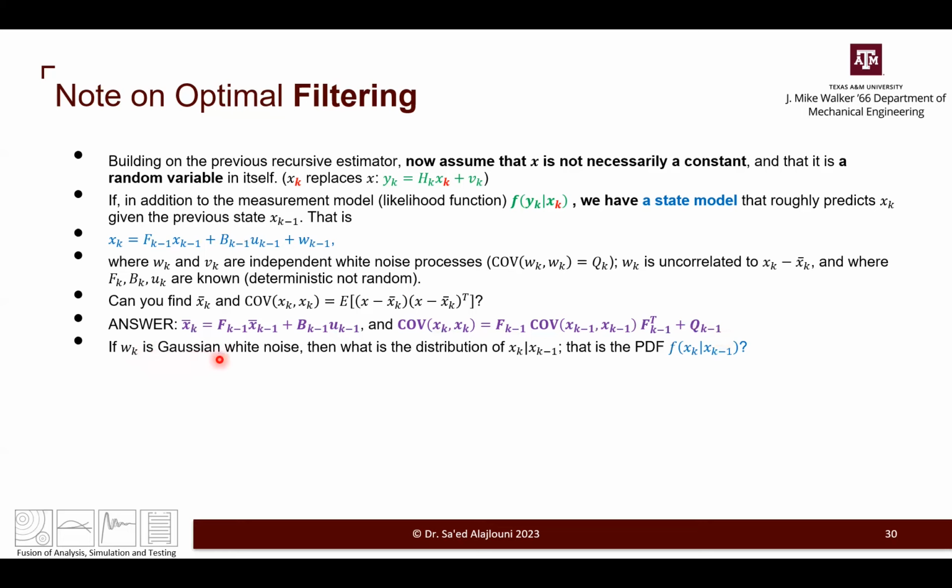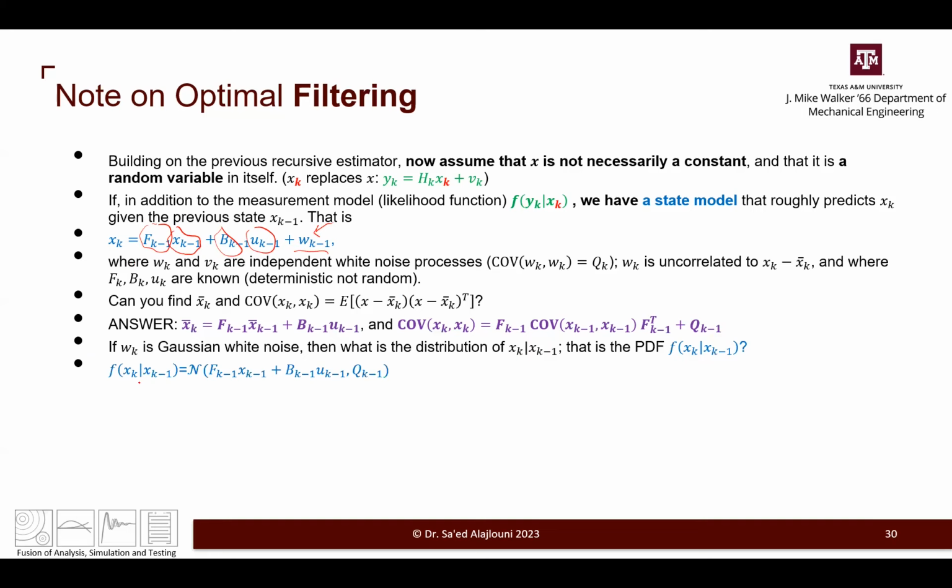Okay, if W is Gaussian noise, and this is an exercise that we've done in the last lecture, then what would be the distribution of this random variable, x of k given x of k minus 1? That is, what is the probability density function? I'm telling you that we are given x sub k minus 1. So now this is deterministic, this is deterministic, and this is the only stochastic variable in this expression.